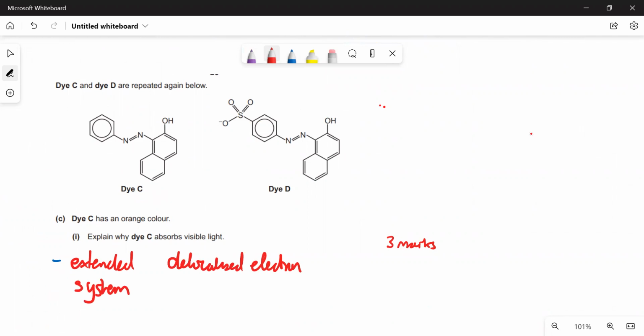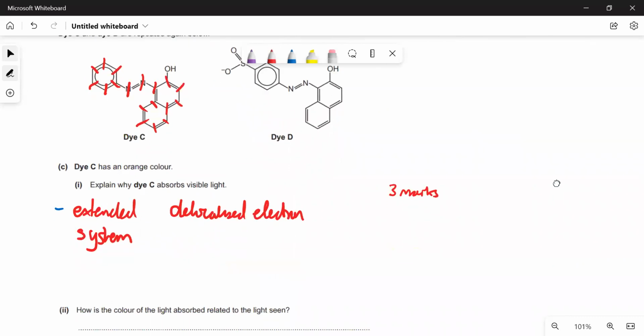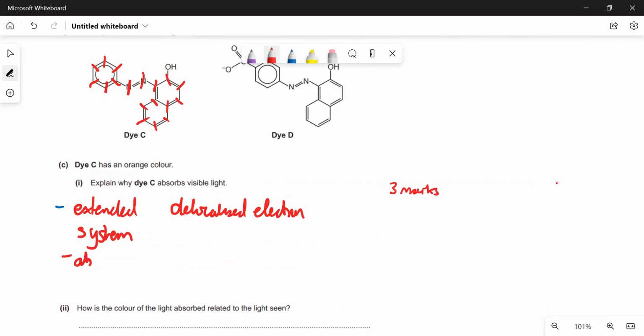Well, you've got all the electrons, right? You don't need to say this, but you've got unhybridized pi electrons on all of these carbons here, every single carbon. You've got them on those nitrogens as well, and all the ones on the naphthol ring. So all of those electrons are delocalized. And what happens is you can absorb energy. Those electrons can absorb visible light, absorb radiation in the visible part of the spectrum.